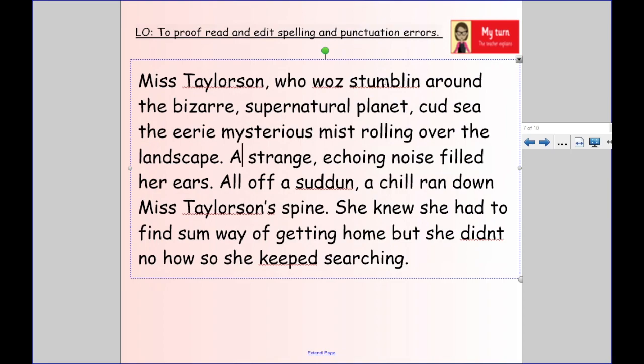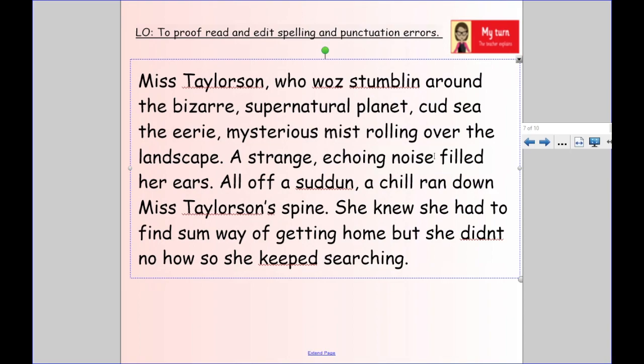Miss Taylorson, who was stumbling around the bizarre supernatural planet, could see the eerie, mysterious mist. Oh, here I paused between eerie and mysterious. That's an expanded noun phrase. I need my comma in there. Let's just double check. Miss Taylorson, who was stumbling around the bizarre supernatural planet, could see the eerie, mysterious mist rolling over the landscape. Yes, that's much better.